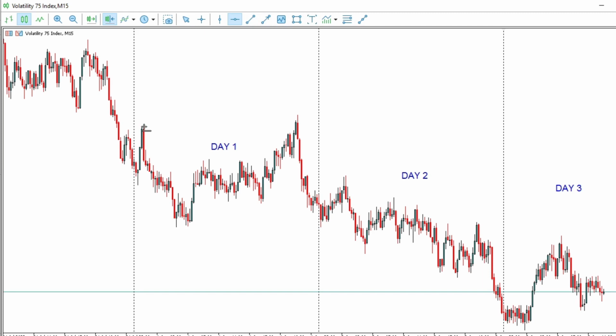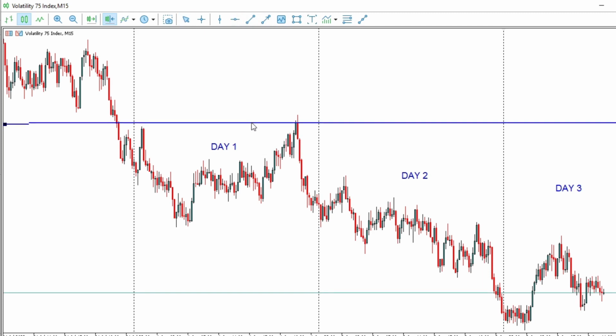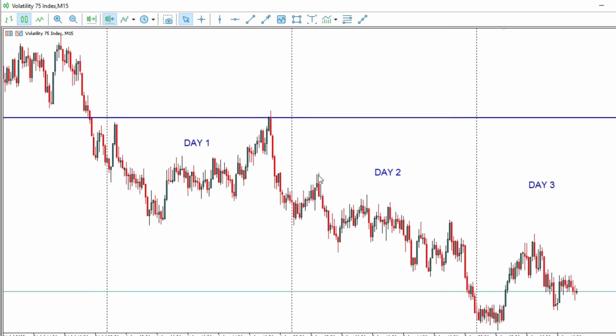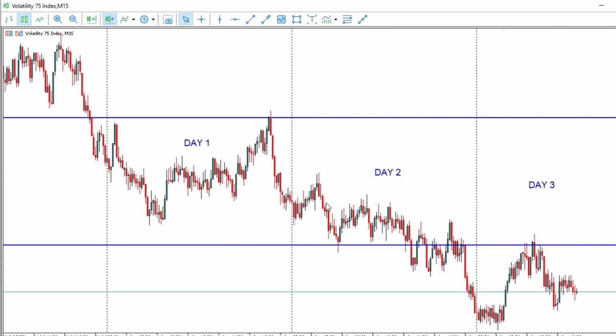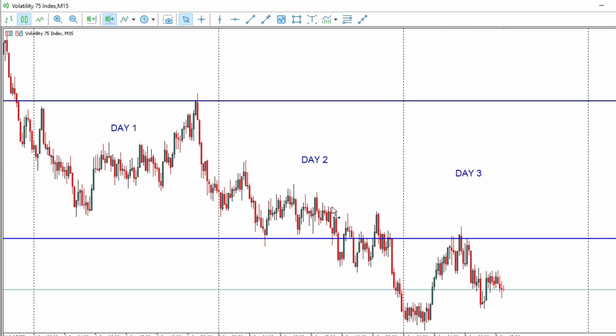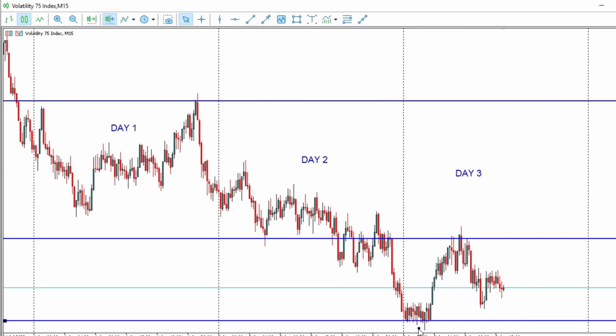So on day 1 we have the outermost high, volatility 75, this high here. We look for the intermediate high, the middle high, because always when you go on the chart and compare 3 days, you're going to find that there is a concentration of prices around a middle line. There is that area in the middle where prices seem to be also rotating. Then we look for the outermost low.